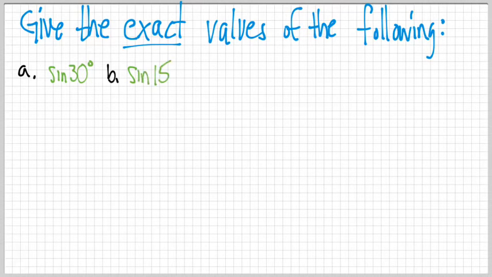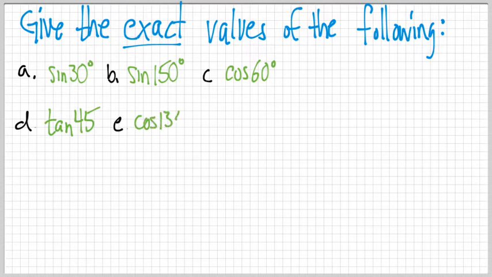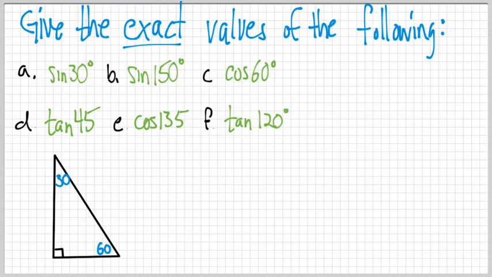This problem says, give the exact values of the following: sine of 30, sine of 150, cosine of 60, tangent of 45, cosine of 135, and tangent of 120. Those are all degrees. Missed a few little degrees symbols there, but you get the idea. All degrees, no radians.